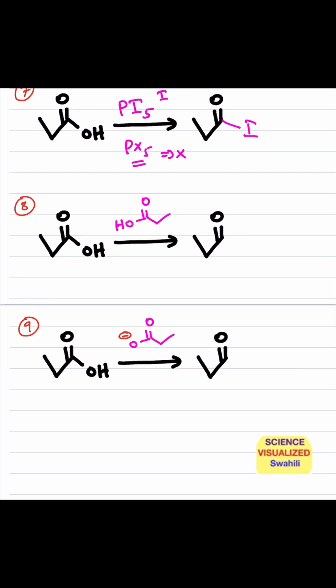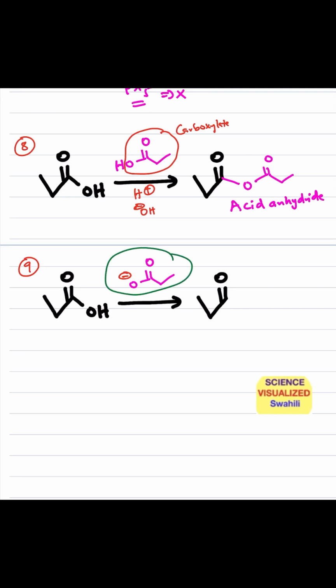Number 8, reaction with another carboxylic acid. This is usually done under either acidic conditions or basic conditions. And basically, you end up adding this group here, the carboxylate. That's called carboxylate group. So you just add the carboxylate, and what you end up with as a product is acid anhydride. And then here again we have a carboxylate, and you'll still end up with acid anhydride.